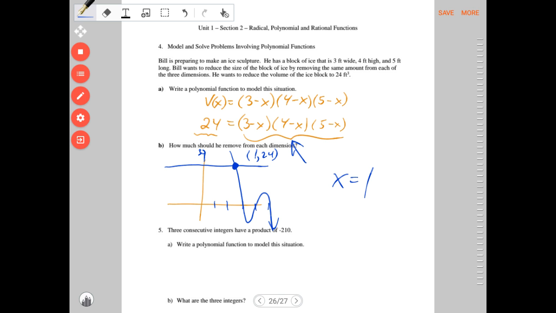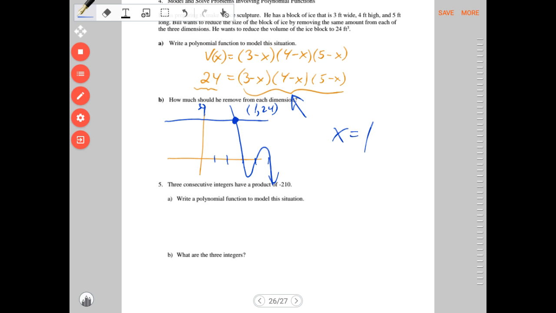Okay, so he should remove 1 foot from each side of his block. Fair enough? Okay, that's all there is to it. I guess we should write a sentence. Bill should remove 1 foot from each dimension. Okay, there we go. There we have it.